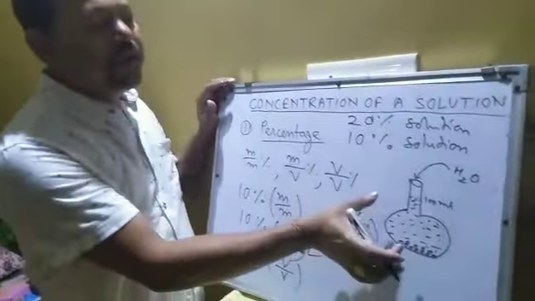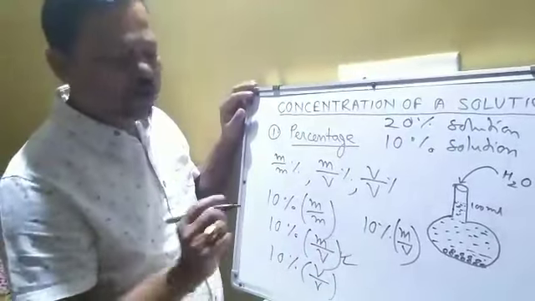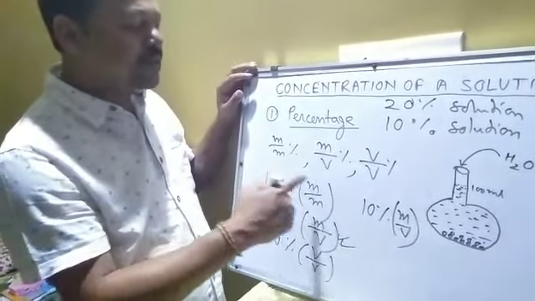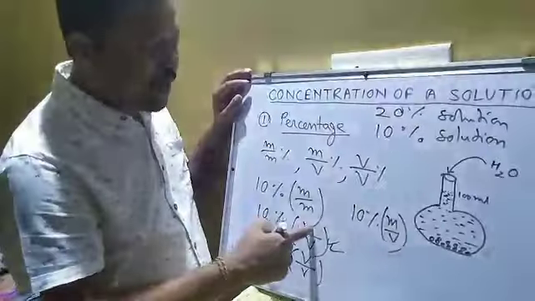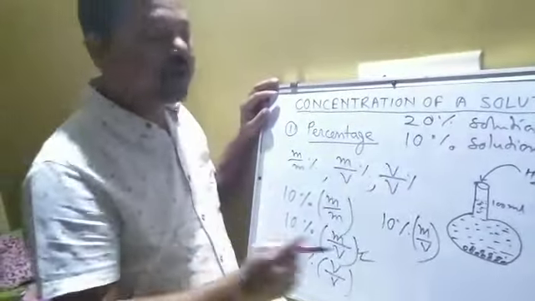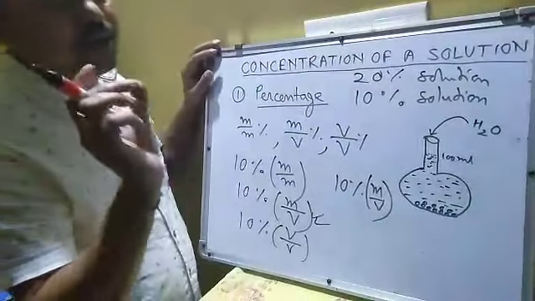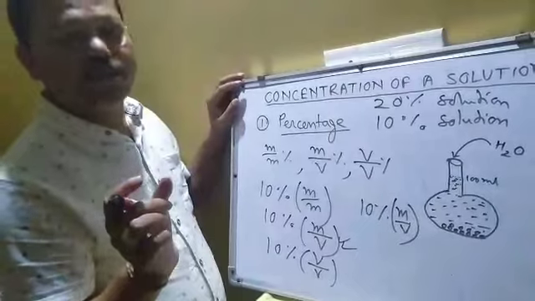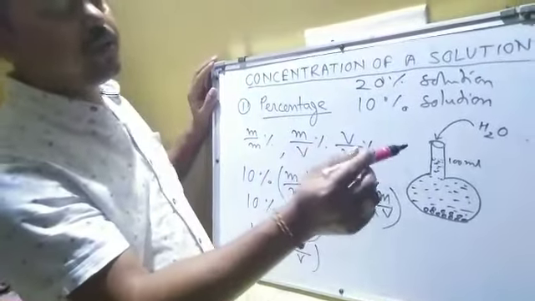So this way you have to prepare the m by v solution. In case of m by m, v by v, no problem. 10 ml solute, 90 ml solvent. In case of 10% m by m, 10 gram solute, 90 gram solvent. But in case of m by v, one is solid, one is liquid. That's why you have to use this type of volumetric flask. Otherwise you cannot determine the exact amount of water you have to take. So this is the way to prepare the solution.